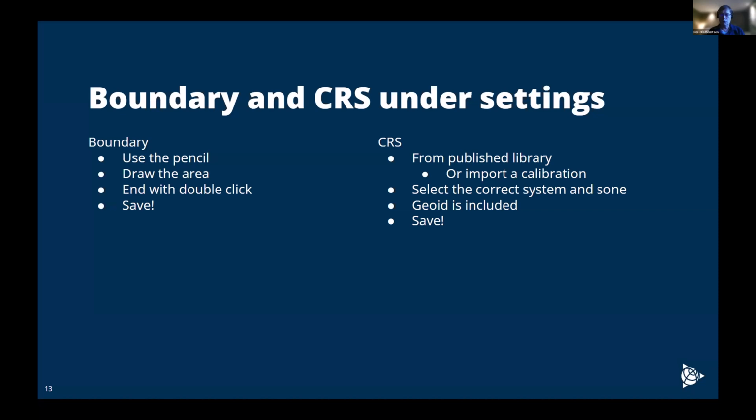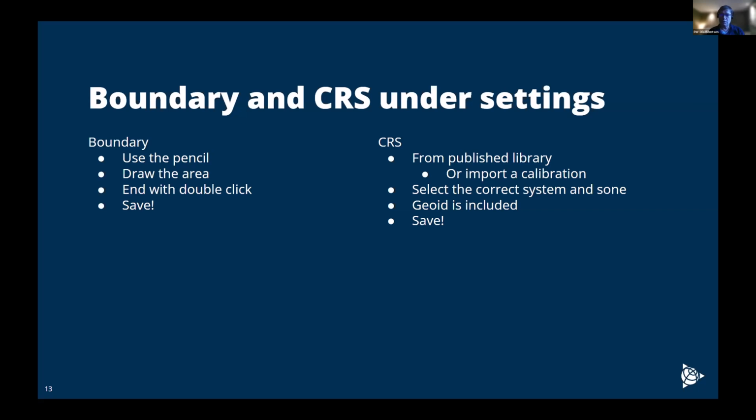Then, once you've created the project, you will need to have a boundary and a coordinate reference system. And you will set that under settings. The boundary is mandatory simply because it goes into Works Manager at the extension settings we will do a bit later. You draw the boundary with a pencil and you end it with a double click and then just save it. And pretty much the same for the coordinate reference system.